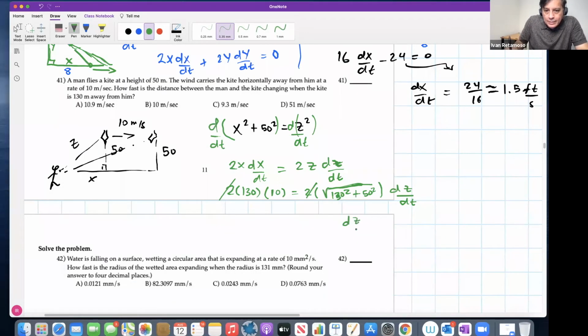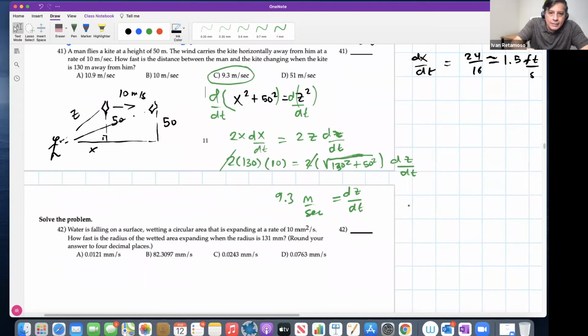So dz/dt is 9.3 meters per second. In the end, you attach the units. Okay, very good, guys. Great. If you want more details on the explanation of this problem, go to a lecture on related rates, where I think I include more details. But since we are reviewing, this should probably be enough.